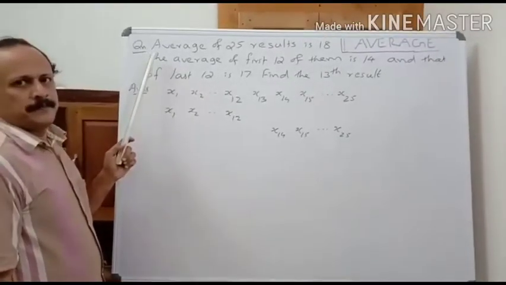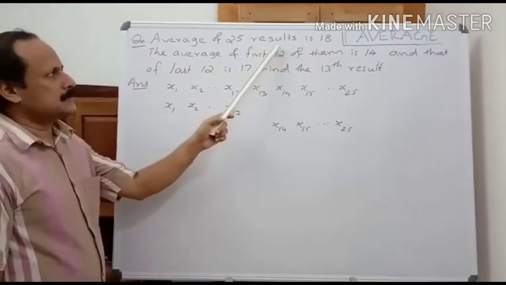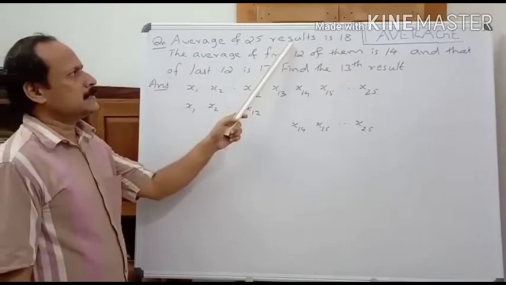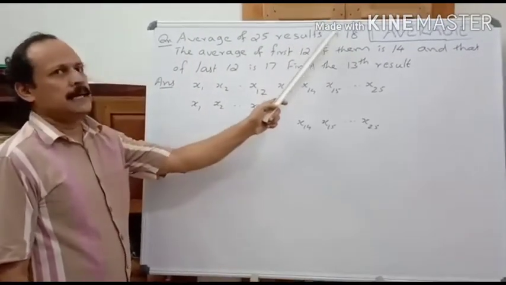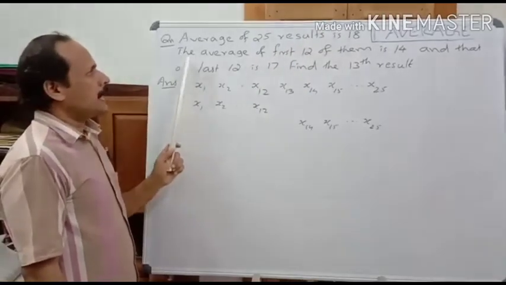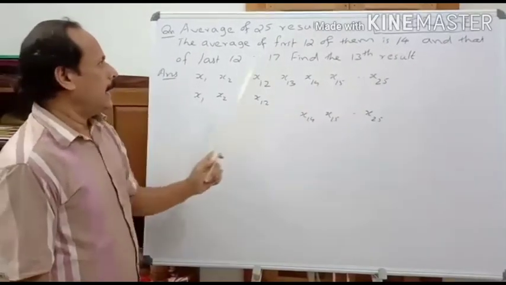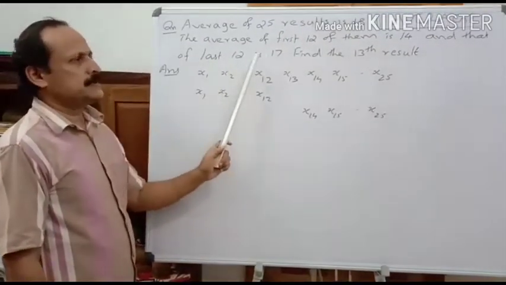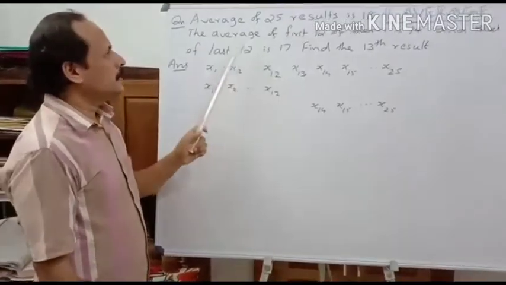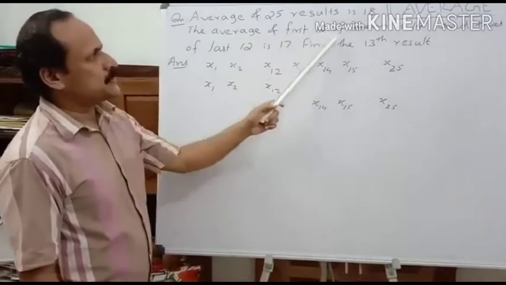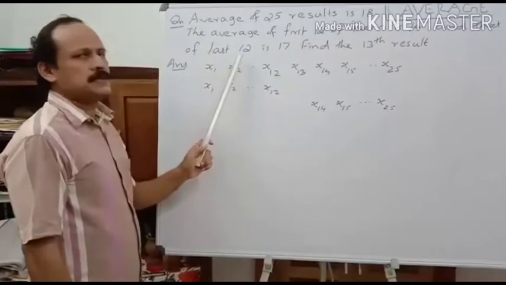Next question. Average of 25 results. Here results means marks in some examination. The average of 25 results is 18. The average of the first 12 of them is 14, and that of the last 12 is 17. Find the 13th result.